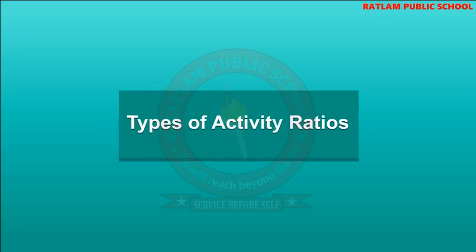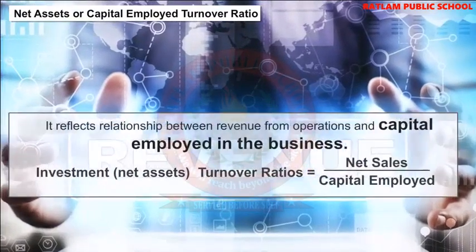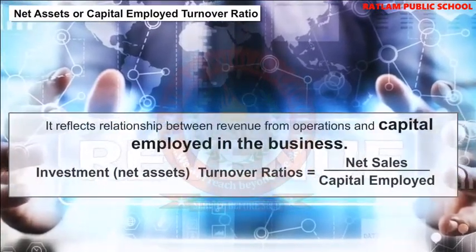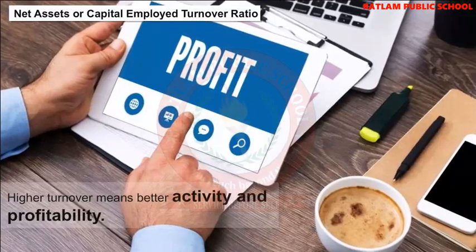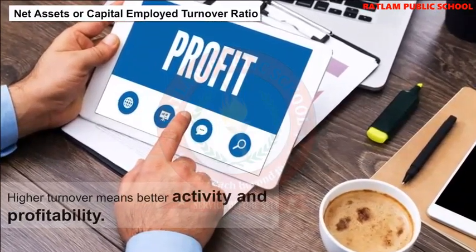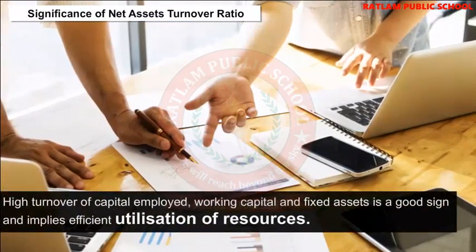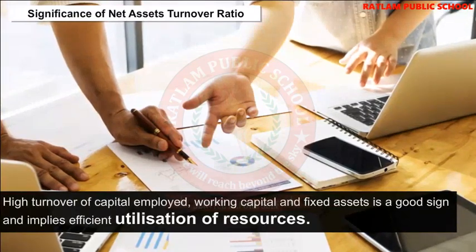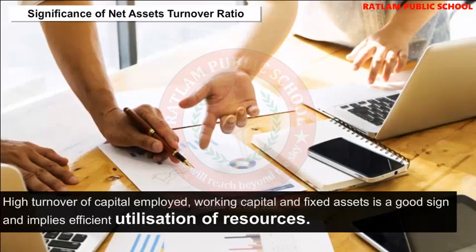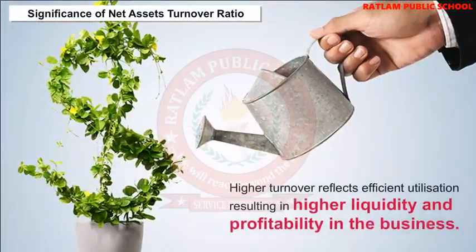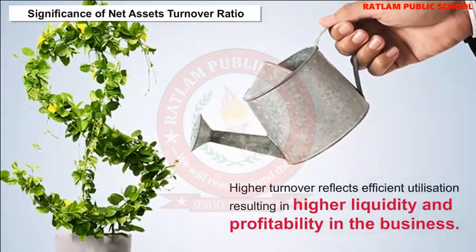Types of activity ratios. Net assets or capital employed turnover ratio. It reflects the relationship between revenue from operations and capital employed in the business. Higher turnover means better activity and profitability. Significance of net assets turnover ratio. High turnover of capital employed, working capital and fixed assets is a good sign and implies efficient utilization of resources. Higher turnover reflects efficient utilization, resulting in higher liquidity and profitability in the business.